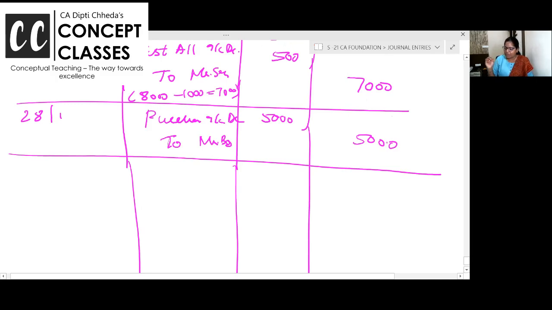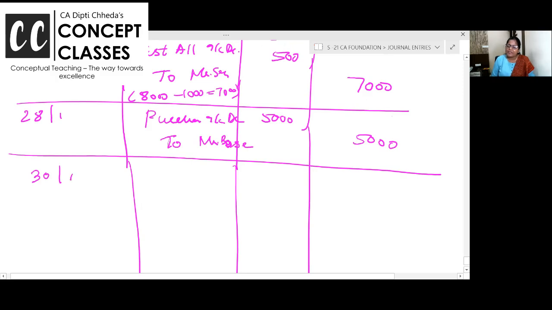Purchase account debit to Mr. Bose. Purchases is debit, but I have purchased the goods on credit. Bose is the giver. If we have purchased in cash, purchase to cash. But this time I have to pay to Mr. Bose later. After 1 week, 15 days, I will pay.